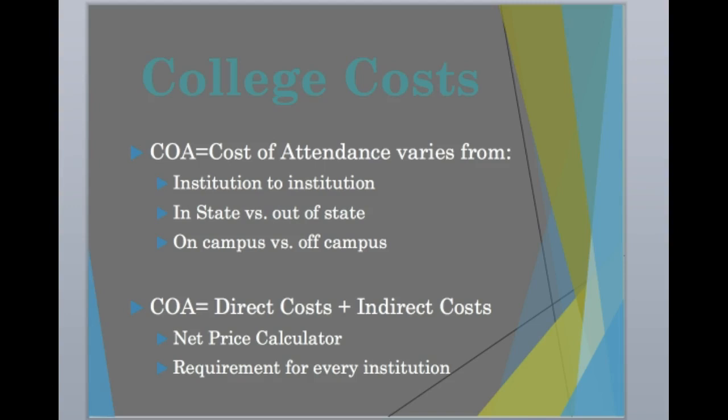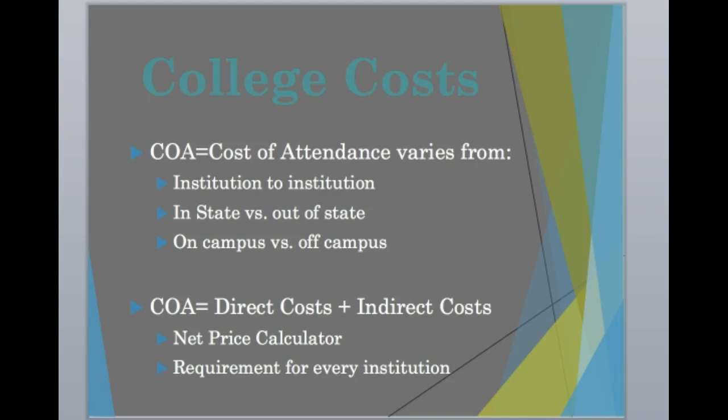Now, college costs are very interesting, so you'll want to pay attention. The COA is your cost of attendance. This includes both direct and indirect costs. Direct costs are those that include tuition and fees. Indirect costs are things such as books, food, transportation, housing, and a computer or software.